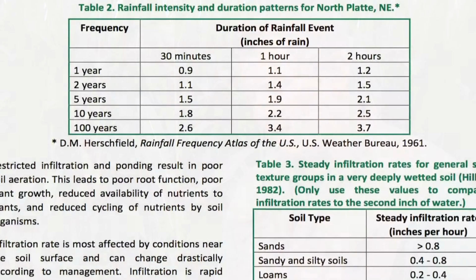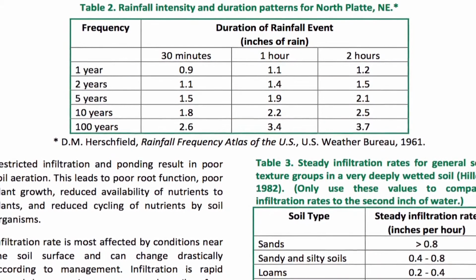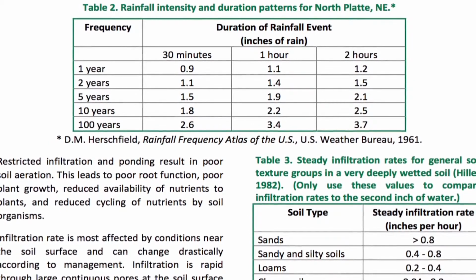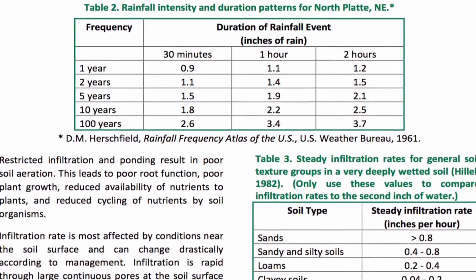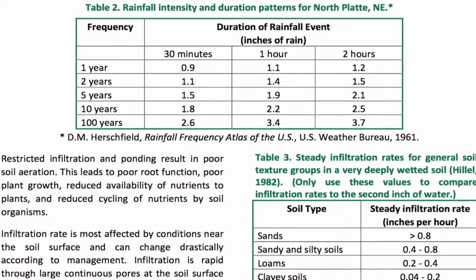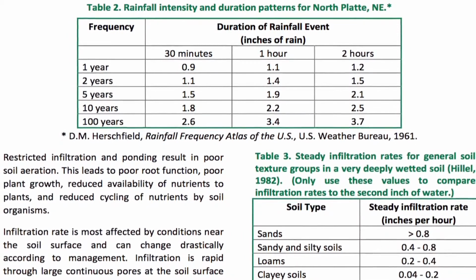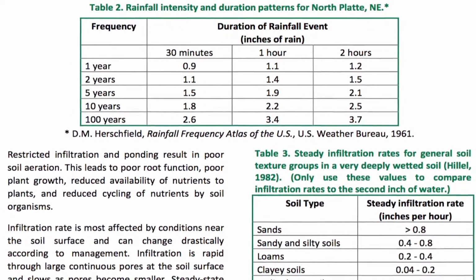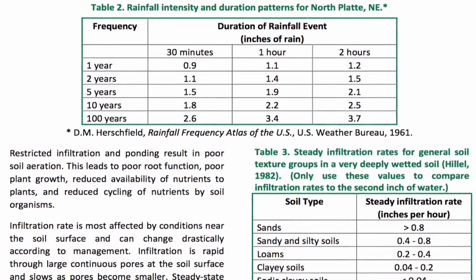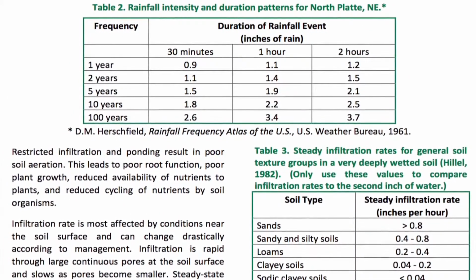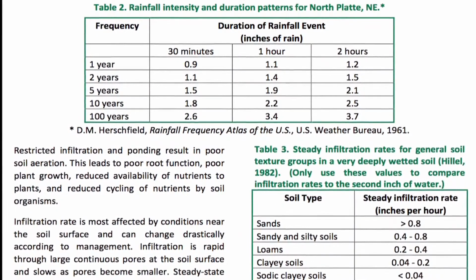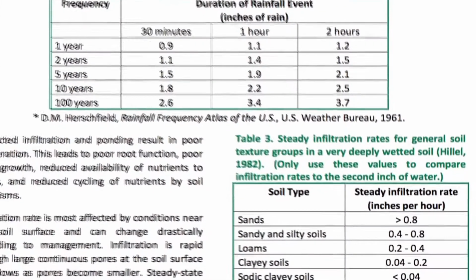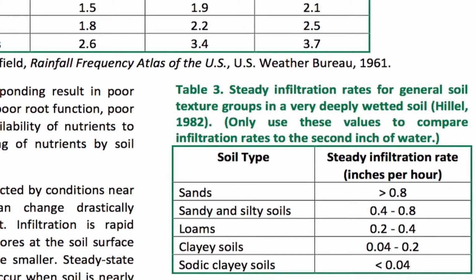In the guide there are tables that show 10, 100, and 5-year storms and how much rainfall we could get. So the infiltration that we get ideally would be adequate to take those different rainfall events. Once infiltration reaches a steady state, that means that it doesn't increase or decrease, it stays steady. Those rates vary and are listed in Table 3.